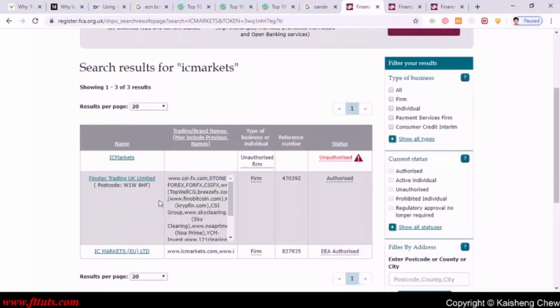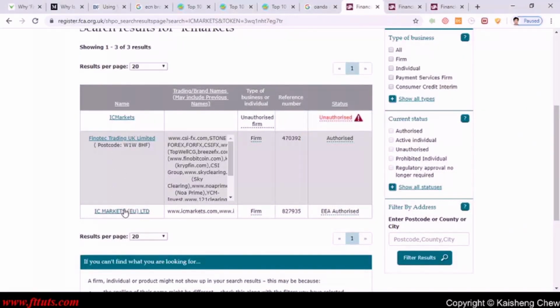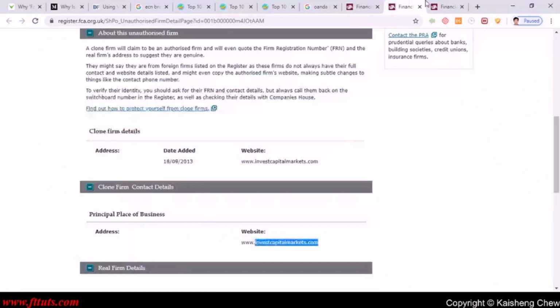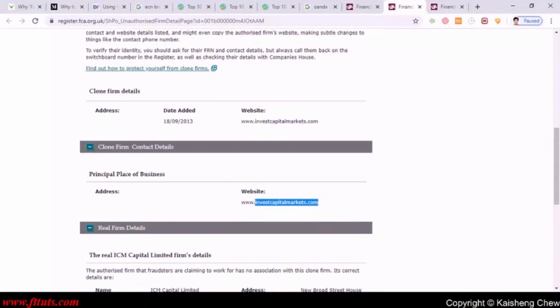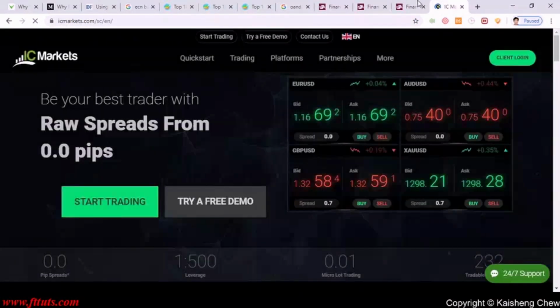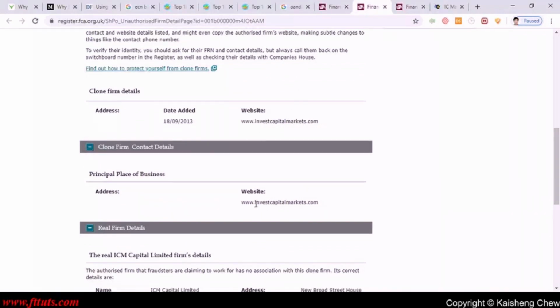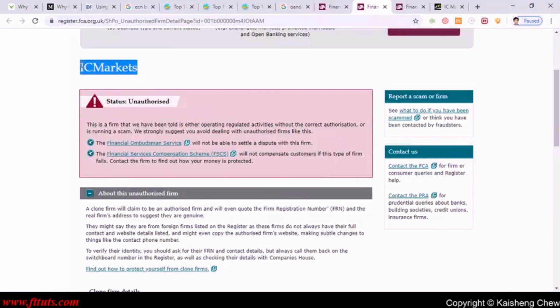Then you will come out, you will see authorized or not authorized. Then you will see here IC Markets, but two names come out here. So which one is the real IC Markets? So let's open up. This unauthorized one, their website you can see here is not a correct website. Which IC Markets website is this one? icmarkets.com. Okay, but this one showing IC Invest Capital Markets, which is unauthorized.